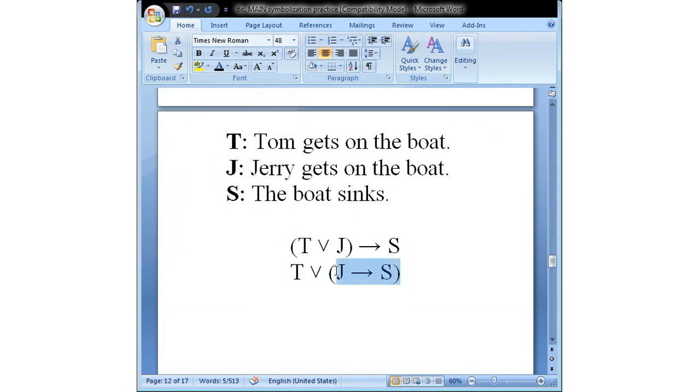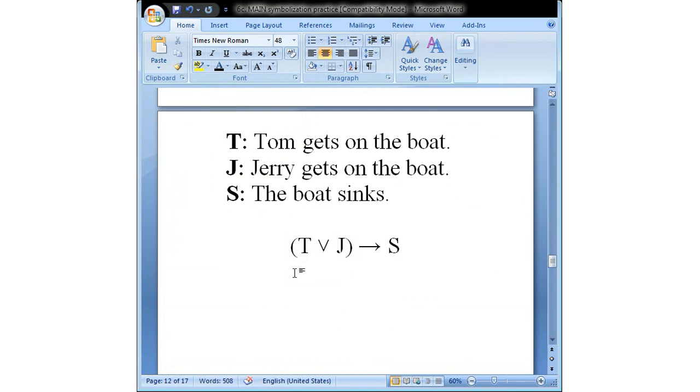This would get full marks. This would get 0, and this would get 0 as well. So if someone did this beneath, this would get 0 because that's ambiguous. You can't really quite know what that even means. What's the antecedent of this conditional? Is it T or J? Or is it just J? It's not clear. Whereas this is clear.